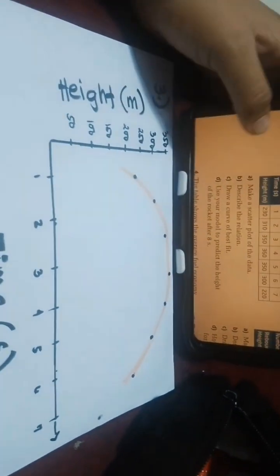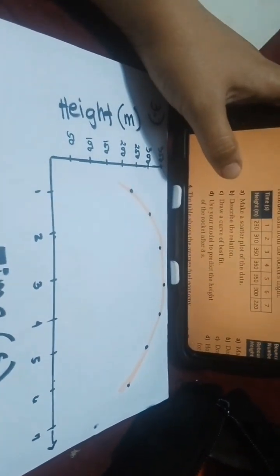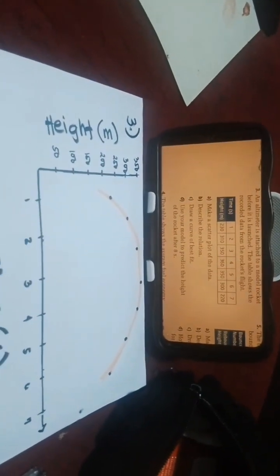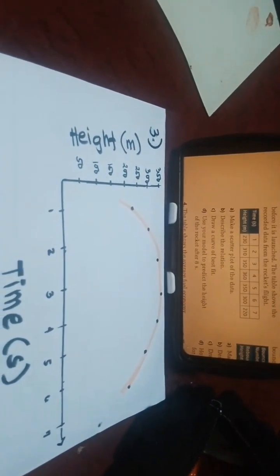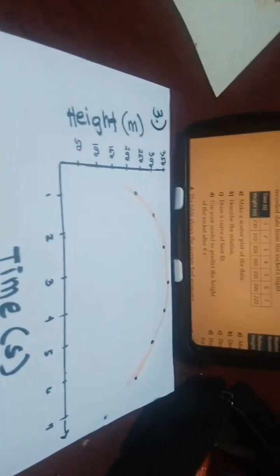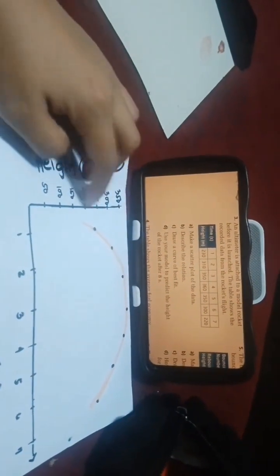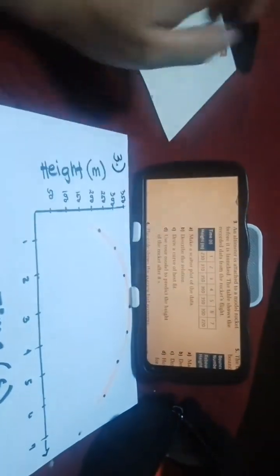Letter B, describe the relation. The relation shown in this scatter plot is non-linear because the relation of time and height forms a curved line.